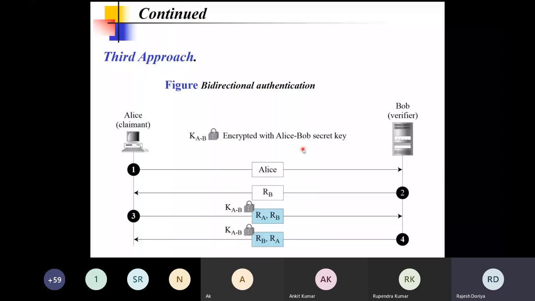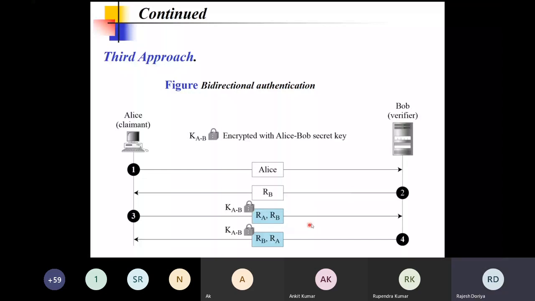So Alice first sends a message that she wants to communicate with Bob. Then Bob sends a nonce number, which is a randomly generated number, to Alice. Then Alice sends back that nonce number along with her own nonce number, and of course both these numbers are going to be different. Both these numbers are sent by applying a shared secret key, so a symmetric key is already there with Alice and Bob.